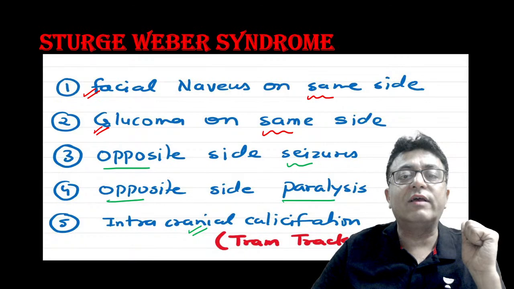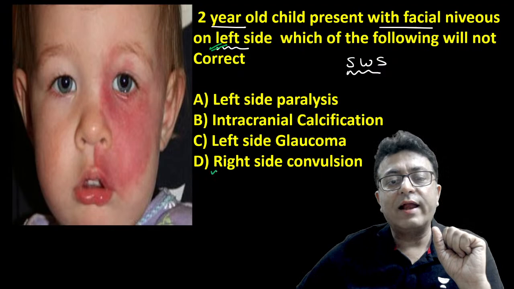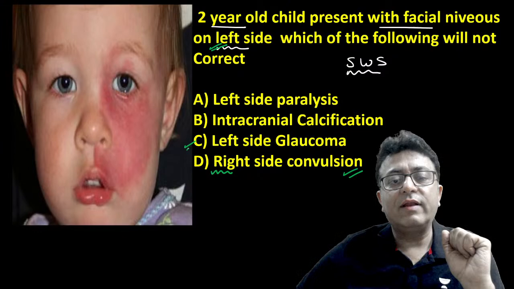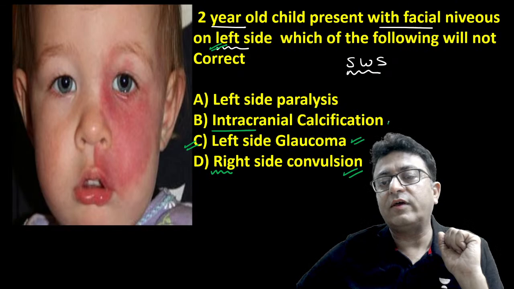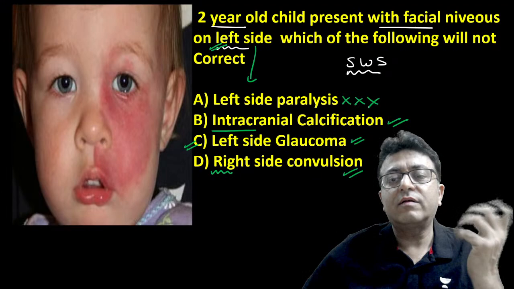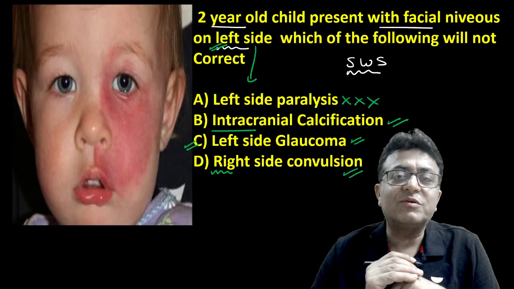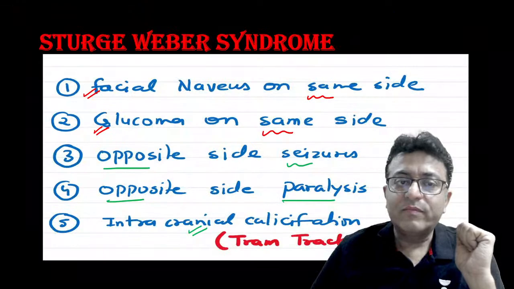Now come to the question. Nevus on the left side, so right side convulsion. Nevus on the left side, so left side glaucoma. This is also right. CT shows intracranial calcification. This is also right. Facial nevus on the left side, paralysis opposite side, so paralysis should be on the right side. So this is the question, my friend. Like this, concentrate on the image, then start your question.